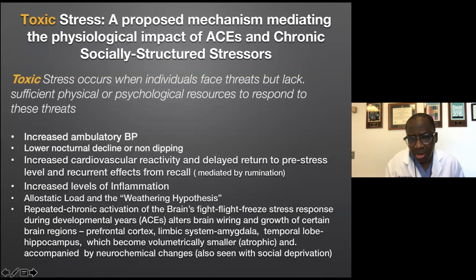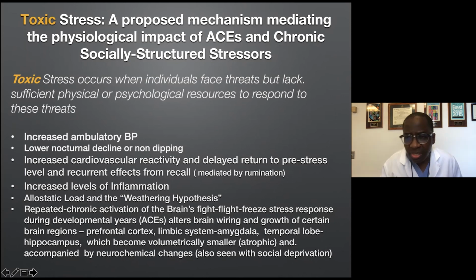And then I also want to mention very briefly the structural changes, not just the physiological changes, that also occur in response to the repeated activation of our fight, flight, freeze stress response, especially when they occur during the developmental years of childhood.